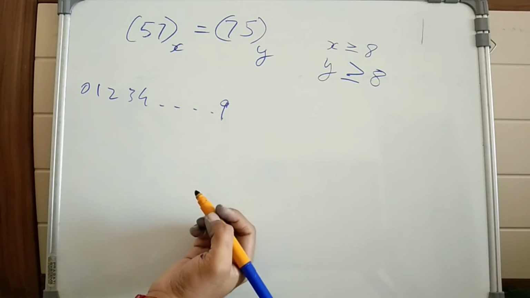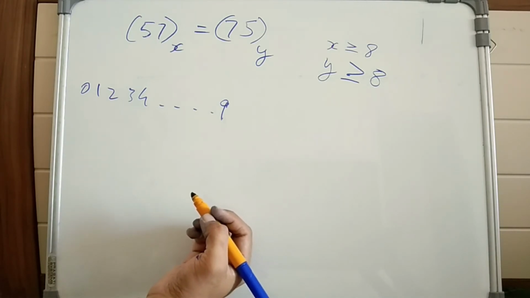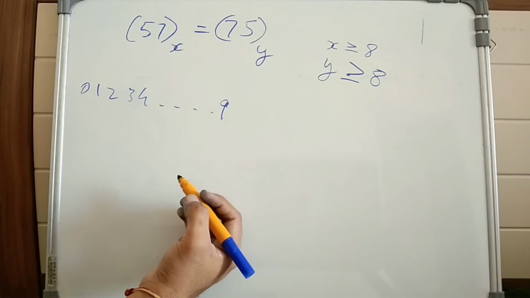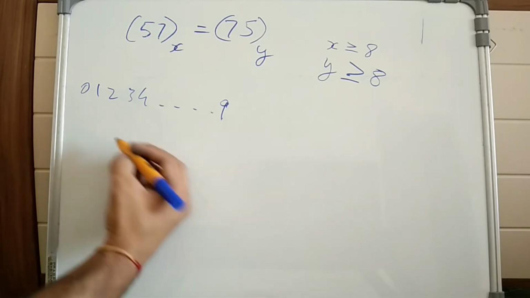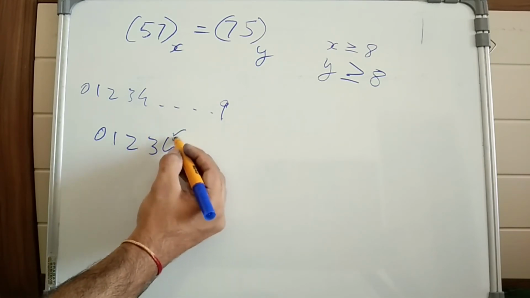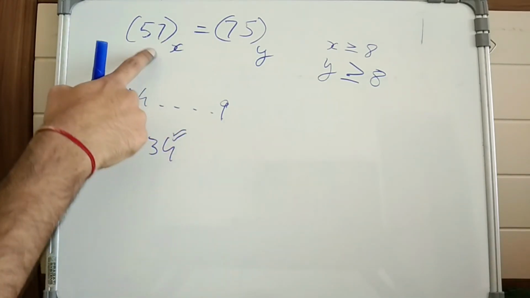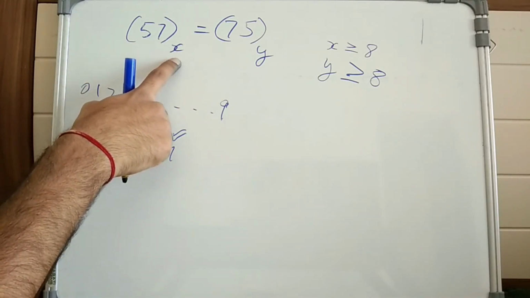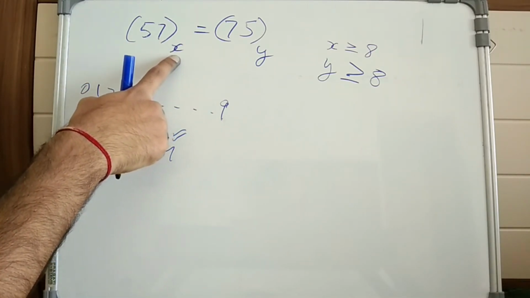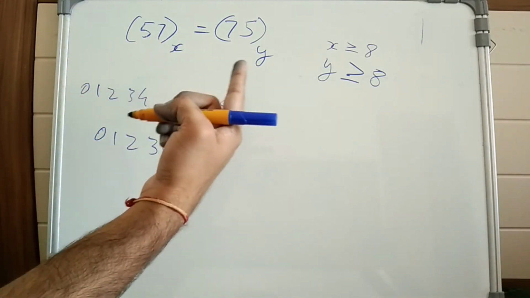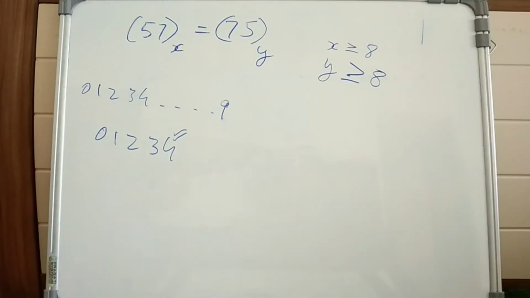If I write any number in base 10, what would be the maximum digit? That is 9. If I write any number in base 5, what would be the maximum digit? That is 0, 1, 2, 3, 4. 4 will be the maximum digit. So likewise, if 7 is appearing over here, I can say x can be 8, because if x is 8, the maximum digit can be 7, or x can be greater than 8. I don't know about that.